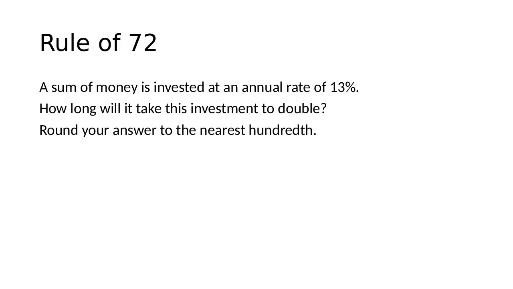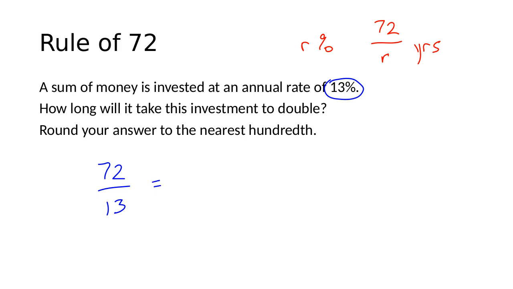A sum of money is invested at an annual rate of 13%. How long will it take this investment to double? What we just saw about the Rule of 72 is that R% interest rate means it will double in 72 over R years. So we use the information we've been given, that this is a 13% annual rate, and we'll find out how long it will take for this to double. The interest rate is 13%, so 72 divided by 13 will let us know how many years it will take for the investment to double. And when we divide those, we get 5.5384.